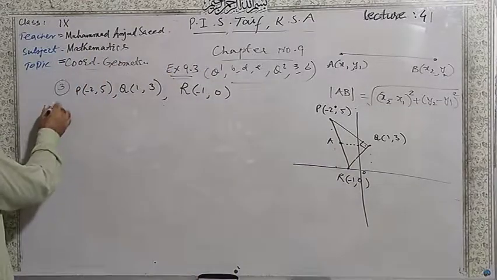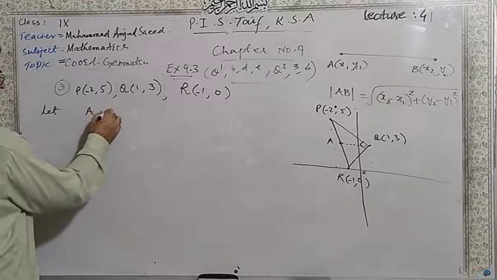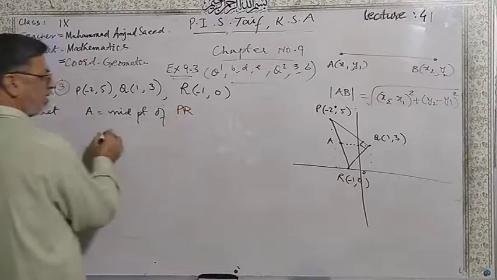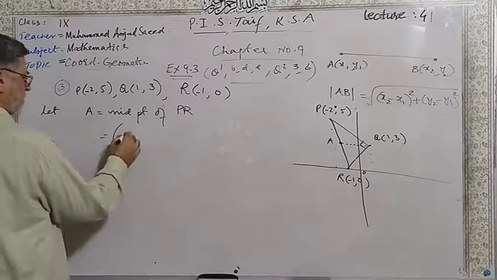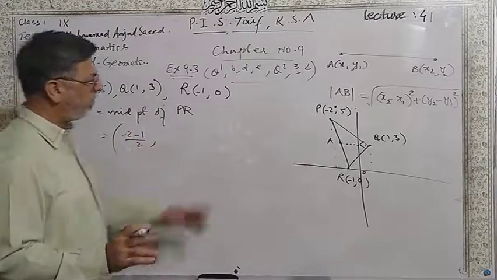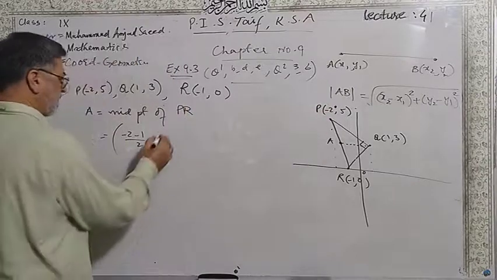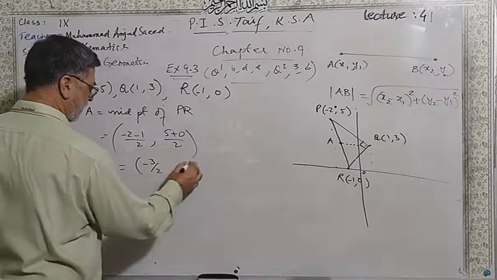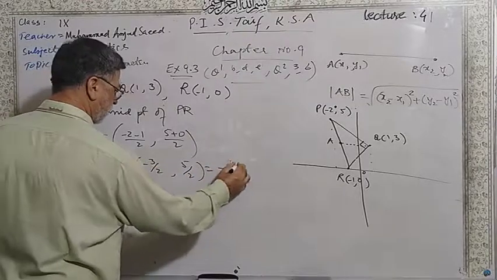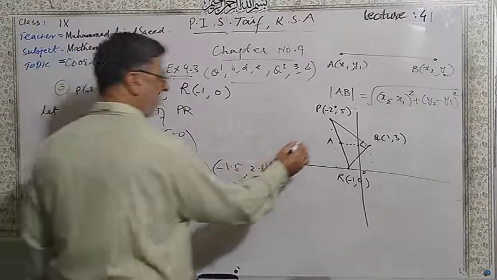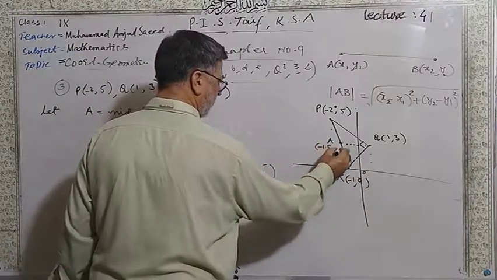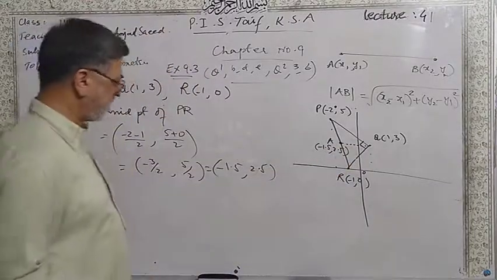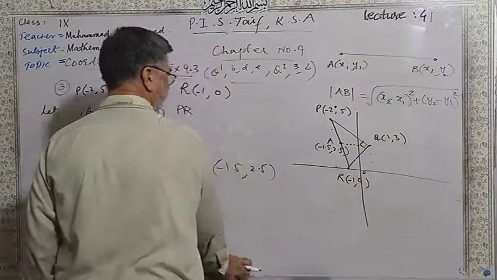Let A be the midpoint of PR. What is the midpoint of PR? First plus first over 2, and second plus second over 2. This is -3/2 and 5/2. You can say -1.5 and 2.5. This is the midpoint of the hypotenuse of the right triangle.